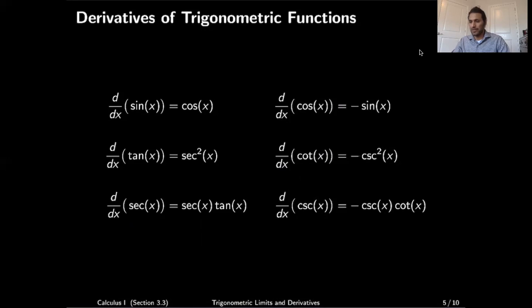So what we have here: the derivative of tangent is secant square x, the derivative of cot is minus cosecant square x, you can verify that. And the derivative of secant is secant x times tangent x, and the derivative of cosecant is minus cosecant x times cot x. We will also try to remember all six trigonometric derivatives for faster calculation.